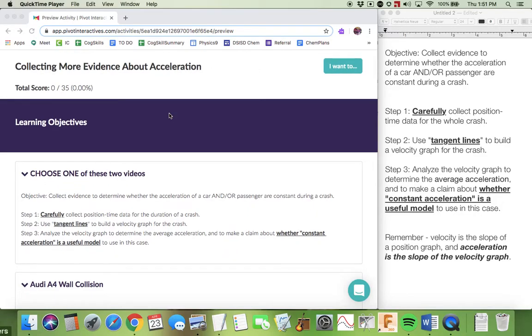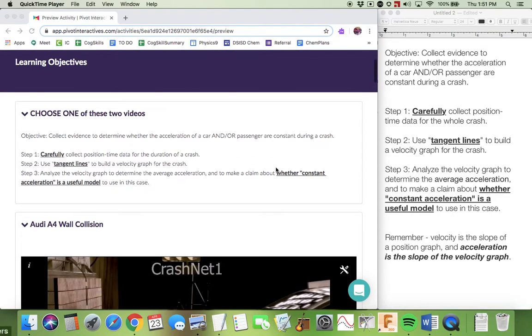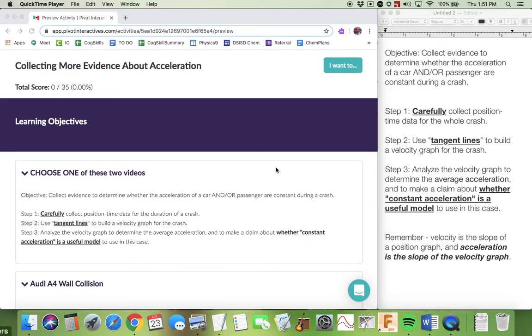This is a video giving you some details on how to complete the most challenging parts of this activity, collecting more evidence about acceleration. The objective here is to collect evidence to determine whether the acceleration of a car and/or a passenger are constant during a crash. We've calculated average acceleration, but we don't yet have evidence to tell if this acceleration is constant, or does the acceleration change during the crash? Is there a peak acceleration that's very different from the average value?